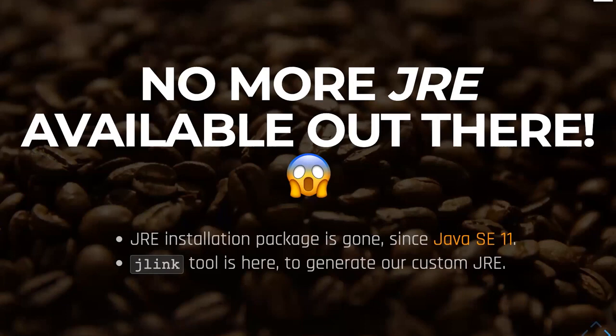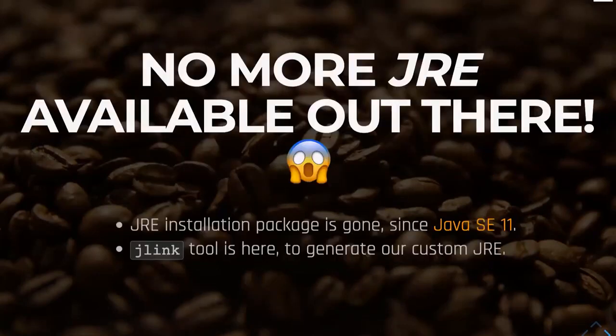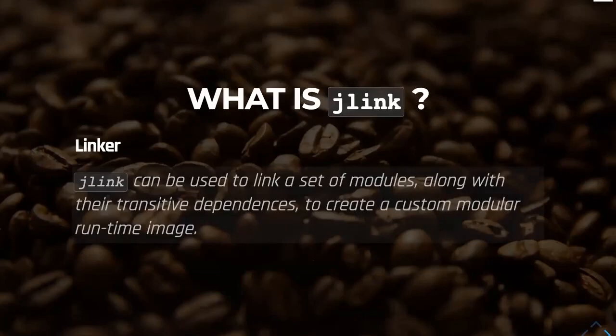So you have your source code, you can run JLink with some command, and this is included in some links that I provided on how you can do this. JLink can simply be used to link a set of modules along with their transitive dependencies to create a custom modular runtime image for your code.